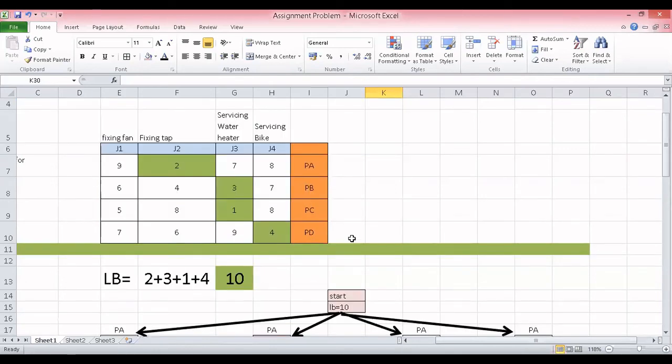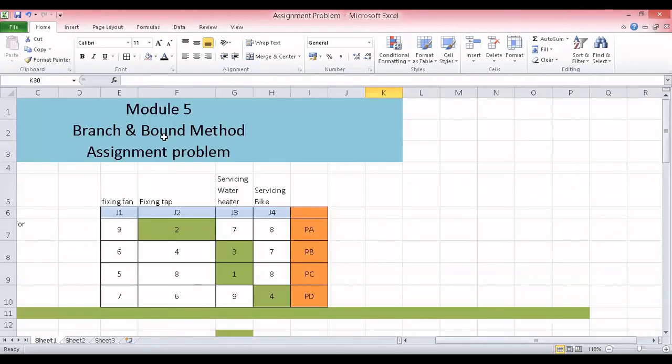And four problems are there in the branch and bound method. One is the assignment problem. Next one is the traveling salesman problem. One more is the knapsack problem. Last one is FIFO branch and bound and least cost branch and bound problem. These four problems are there which we'll be discussing in the next classes.